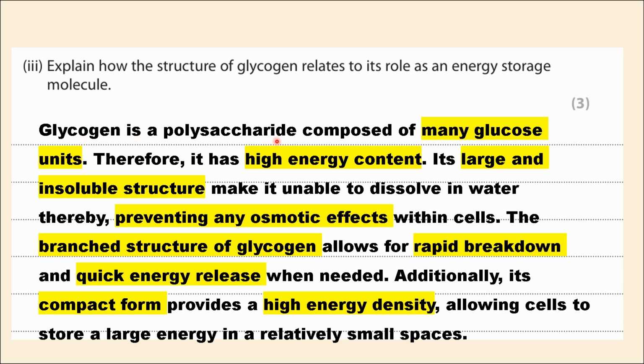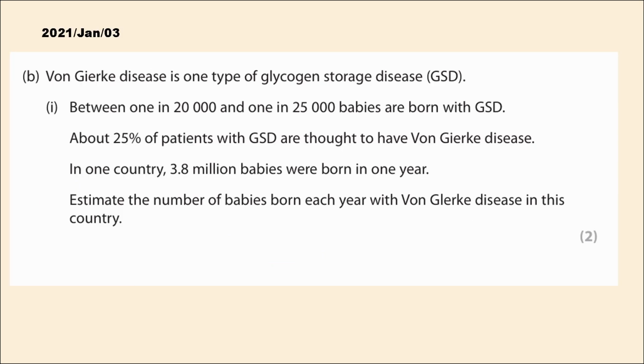Glycogen is a polysaccharide composed of many glucose units, therefore it has high energy content. Its large and insoluble structure makes it unable to dissolve in water, thereby preventing any osmotic effects within cells. The branched structure of glycogen allows for rapid breakdown and quick energy release when needed. Additionally, its compact form provides a high energy density, allowing cells to store a large amount of energy in a relatively small space.